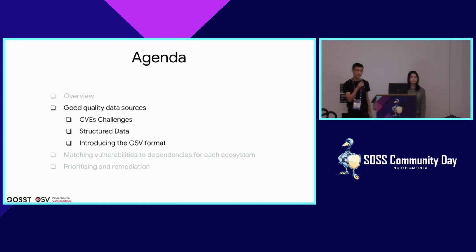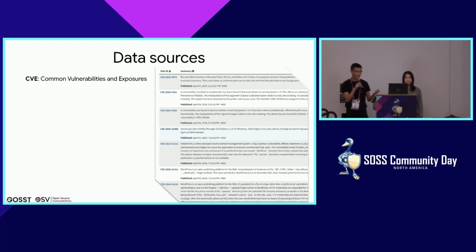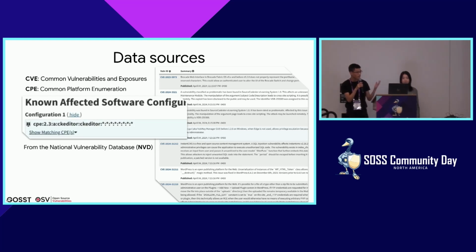Let's first start with getting good quality data sources. CVEs are how most vulnerabilities are publicly reported, but CVEs have limitations when it comes to automating the process of finding vulnerable dependencies in your project. The main way CVEs are matched against packages is via CPEs, which are manually added by the folks at NVD. While it provides a unique identification of the package and version, it's really hard to map it to the actual open source package in the ecosystem.